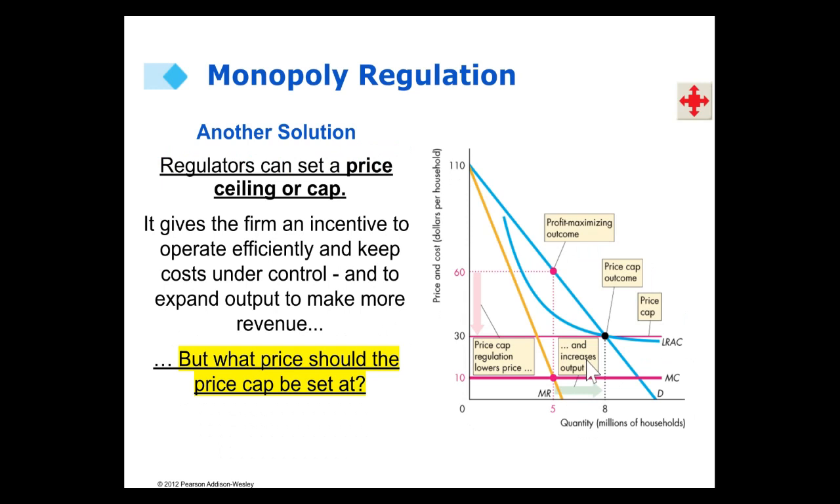Another solution is to set some sort of a price cap or ceiling with the idea that hopefully the firm would then have to expand their output in order to still make money at that lower price and kind of force them in the situation. But then without a market, without competition, how do you know what that price cap should be set at?